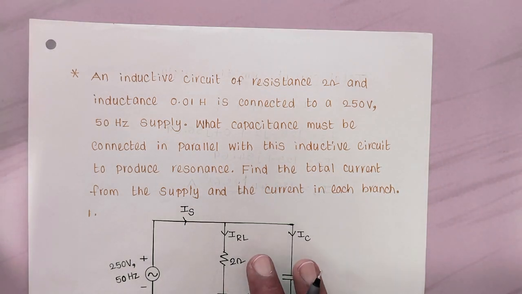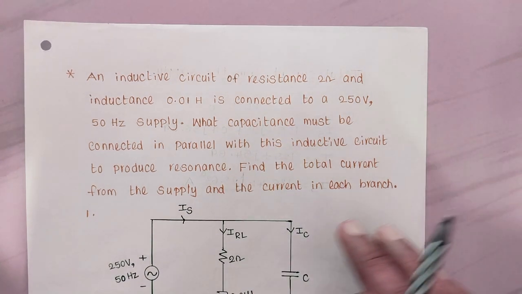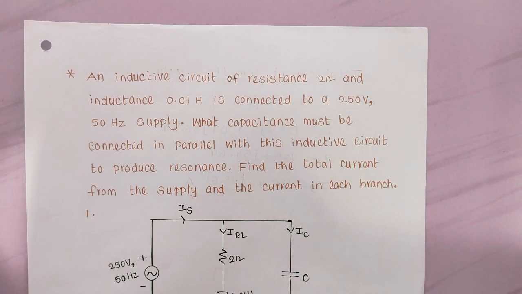So in this video I am going to solve a problem for a tank circuit. An inductive circuit of resistance 2 ohm and inductance 0.01 Henry is connected to a 250 volt 50 Hz supply. What capacitance must be connected in parallel with this inductive circuit to produce resonance? Find the total current from the supply and the current in each branch.